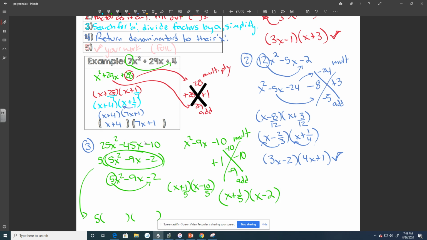And now I'm almost done, other than that I've got this 5 on the bottom. I don't like that 5 on the bottom. I've got to return it up here to the x. So I end up with 5x plus 1 and x minus 2. And don't forget that 5 at the very, very front that we factored out to begin with.